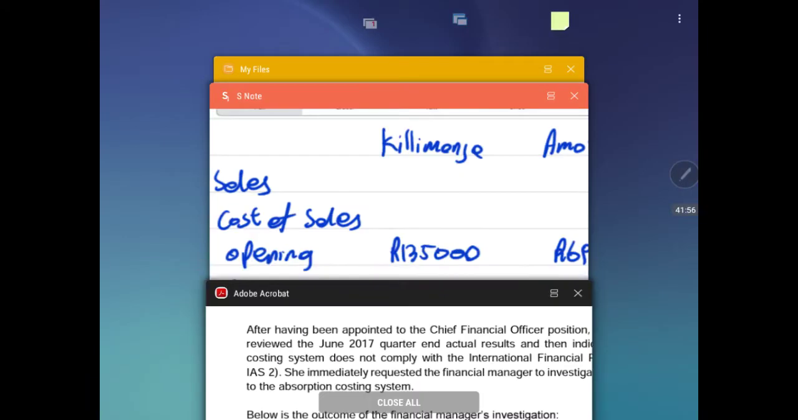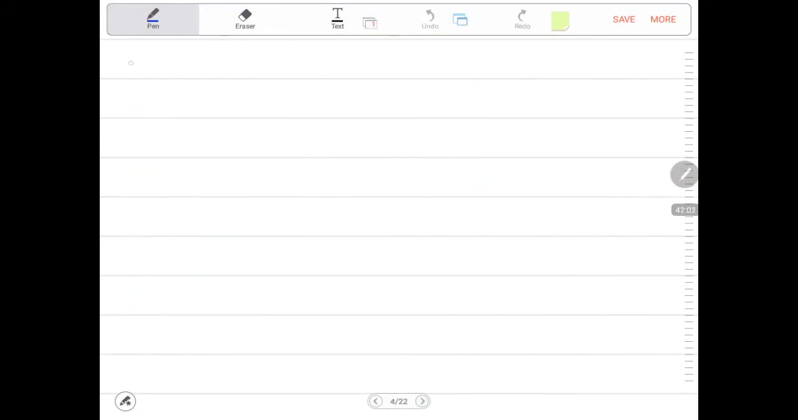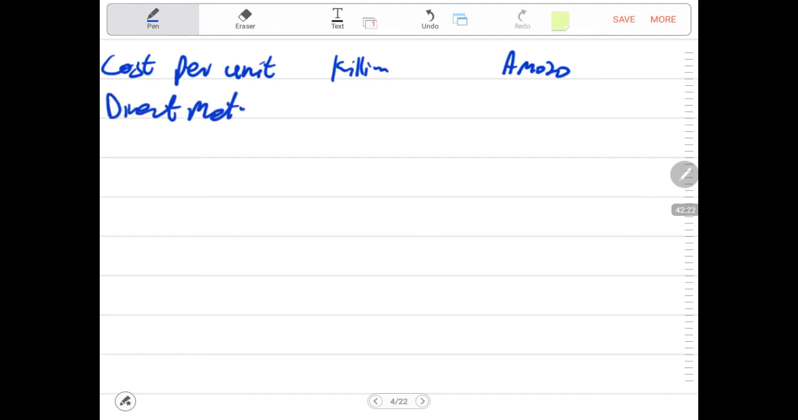Now allow me to calculate the cost per unit. First of all, I want to calculate the cost per unit for each of these products, Kilimanjaro and Amazonia. Then this will be direct material. Remember, I'm looking at the actual cost. This is the actual cost that I'm looking at, not any other cost. So what is my actual cost?